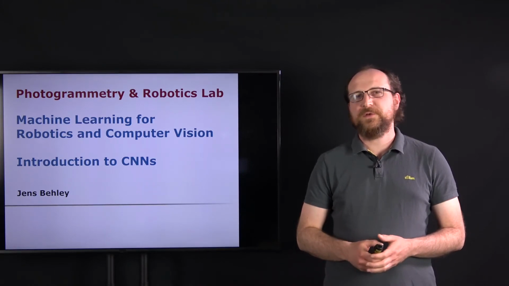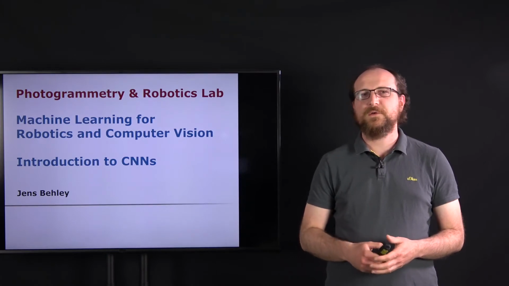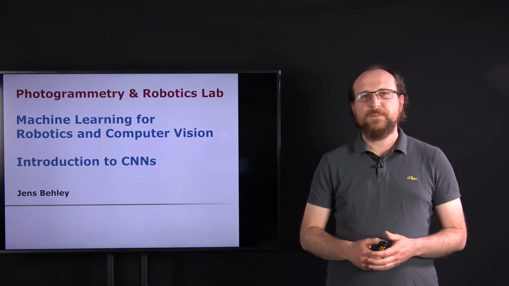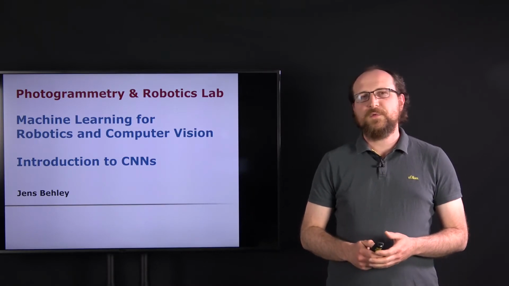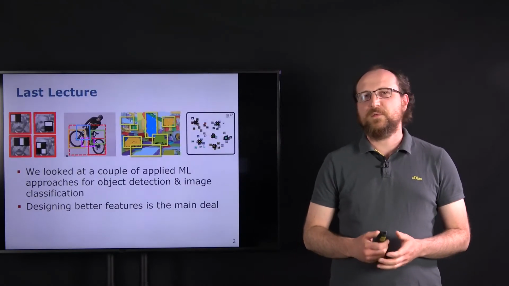In this lecture we are starting with the second block of the lecture, where we are starting to talk about convolutional neural networks for computer vision tasks and robotics tasks. And before we start to dive into this topic, I want to give a little recap of what happened before.